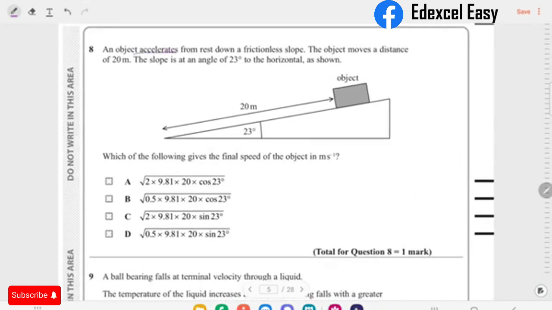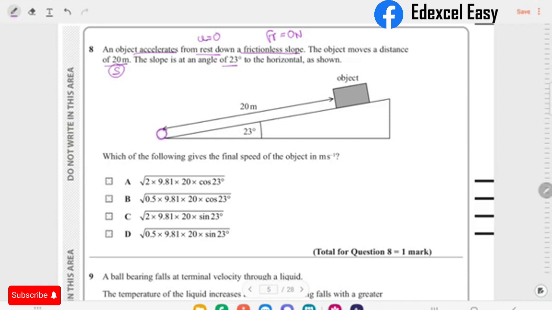An object accelerates from rest, so initial velocity is 0, down a frictionless slope, which means that there is no friction, so friction is 0 Newton, and the object moves a distance of 20 meter, and the slope is at an angle of 23 degree to the horizontal as shown. Which of the following gives the final speed of the object in meters per second? Okay, the final speed of the object in meters per second, which is basically at this part, right?